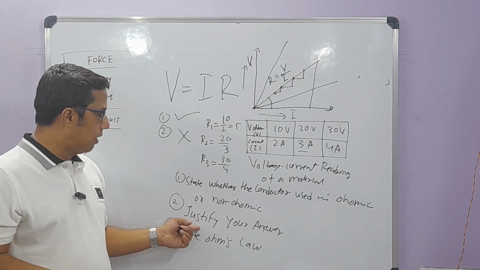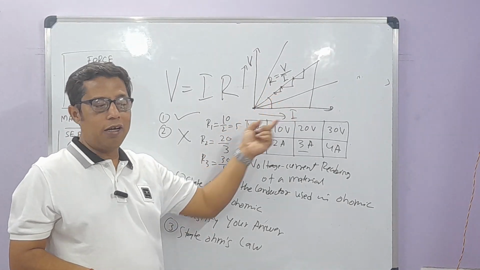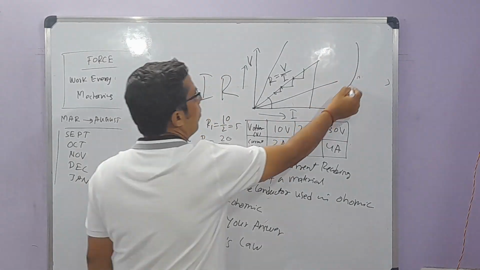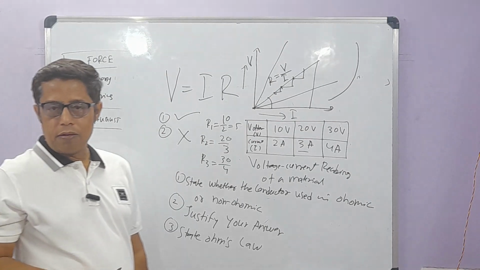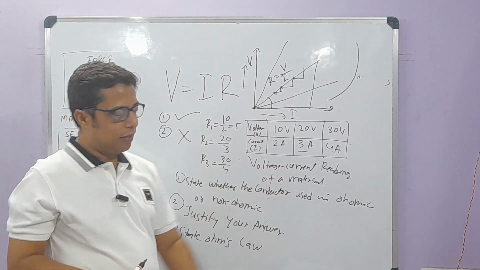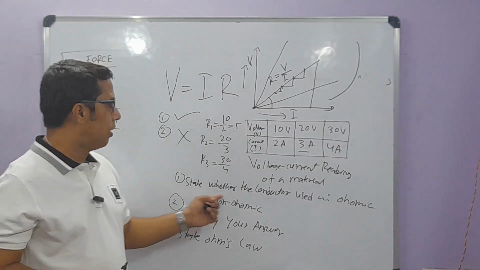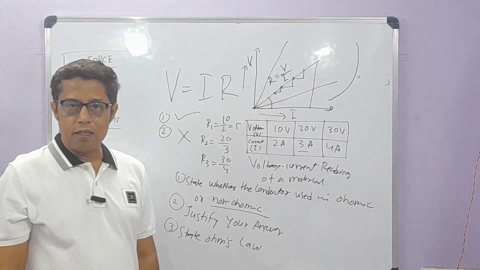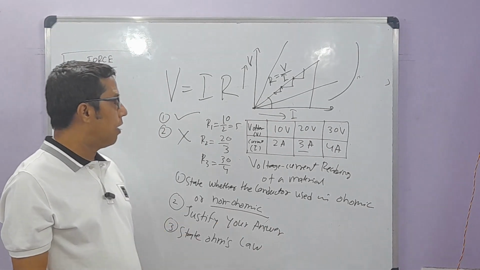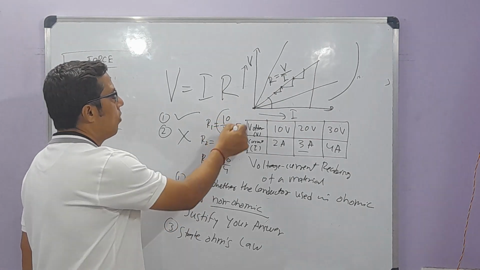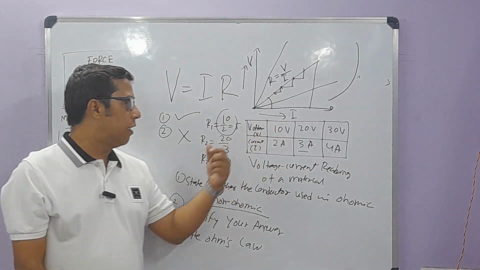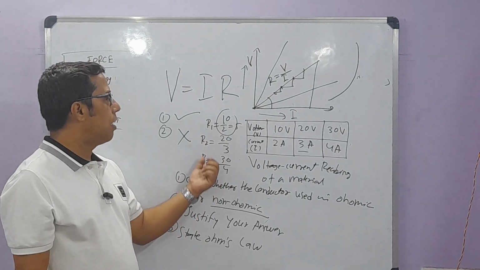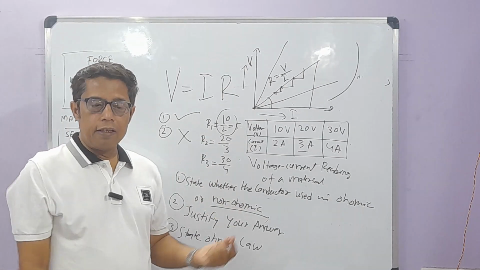So this data is non-ohmic, the material is non-ohmic. And what is the justification? It does not follow a straight line, it will be a curve, a curved nature of graph, the same as we see in the non-ohmic presentation. So the first answer is that the conductor is non-ohmic. Answer 1 complete. Next, justify your answer. Since the ratio between voltage and current is not constant, resistance is varying, it's not following Ohm's law. That's why it's non-ohmic.